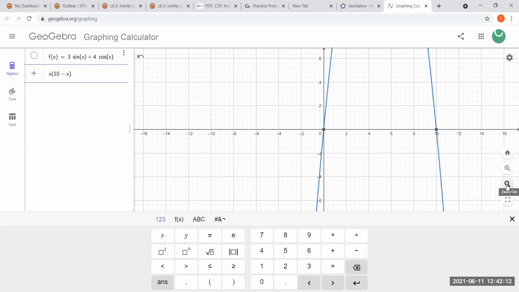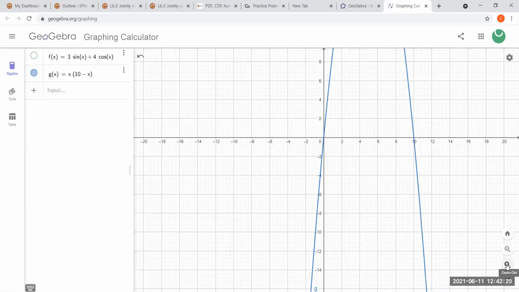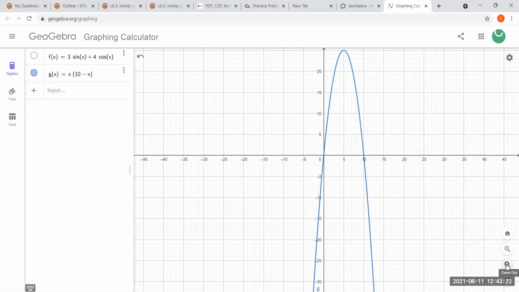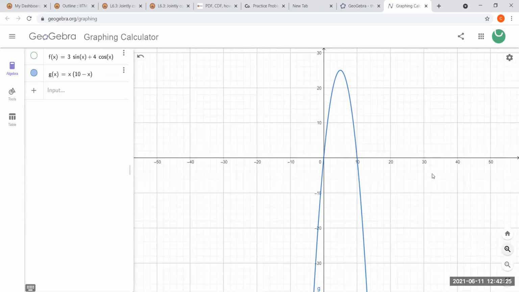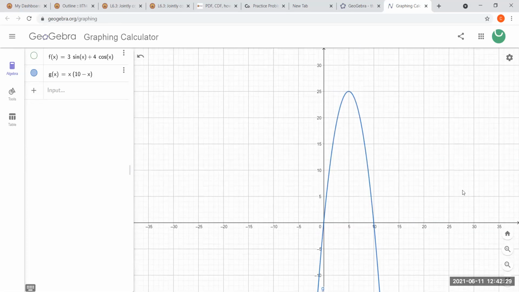Do you remember? If the sum of two numbers is 10, the maximum product is 25. Let's see, it's a quadratic. I'm just shrinking it further. Yes, you can see now. So you can see 25. Can you see that 25?